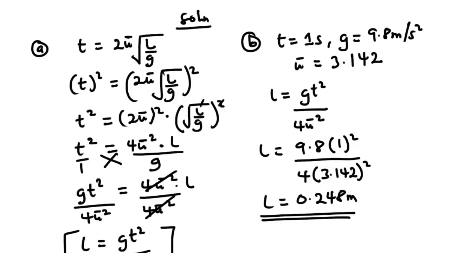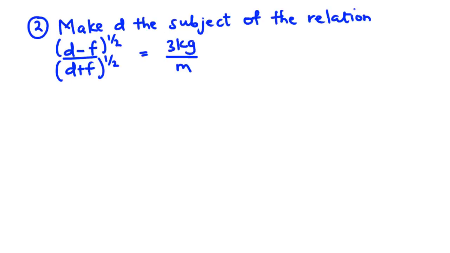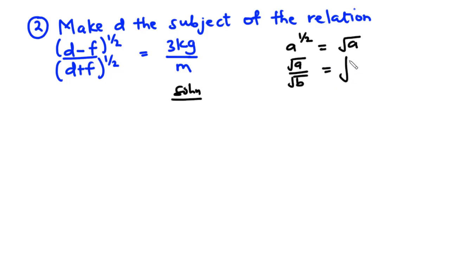Now let's solve the second question. For the second question, we are going to make d the subject of the relation: d minus f all exponent 1 over 2 over d plus f all exponent 1 over 2 equals 3 kg over m. Now according to indices, if you have a variable, say a, exponent 1 over 2, then this is the same as having the square root of that variable. And then if you have the square root of a variable, say a, divided by the square root of another variable, say b, then this is the same as having the square root of a over b. So these two principles are going to help us in our solution.